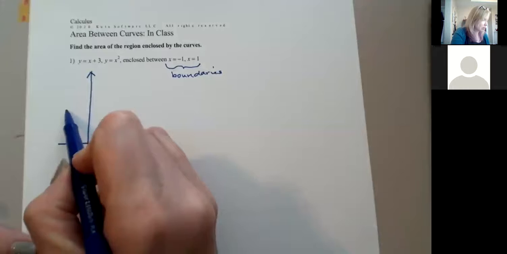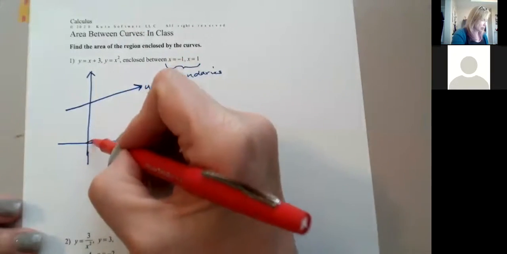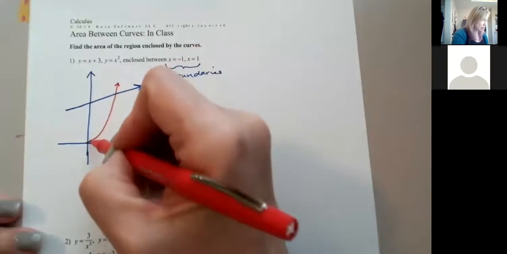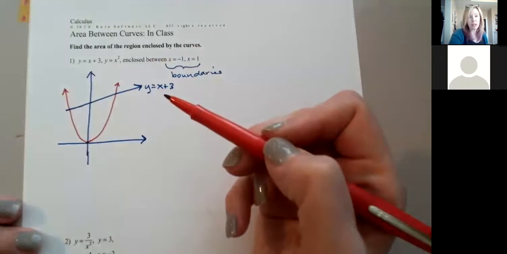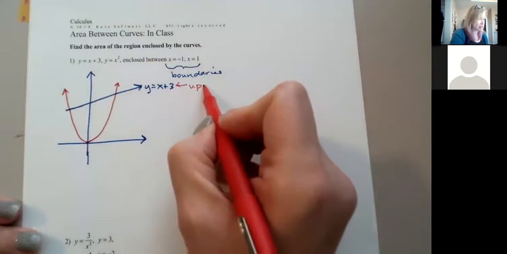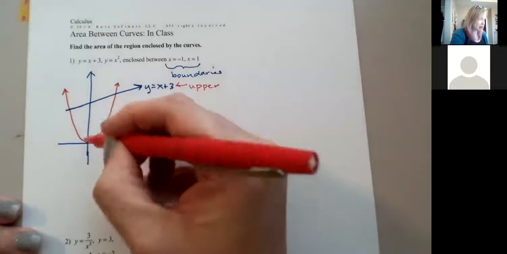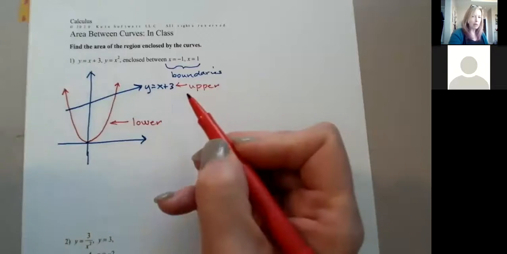So I know y equals x plus 3 is linear. So y equals x plus 3 is that guy. Let's grab another color. Y equals x squared is a parabola centered at the origin. So it looks like this. And once I draw them, it's pretty clear that this one right here is going to be my upper function, because that's the one that's farther away from the x-axis, and the parabola is going to be my lower function, because it's closer to the x-axis.